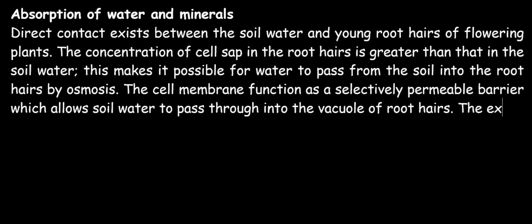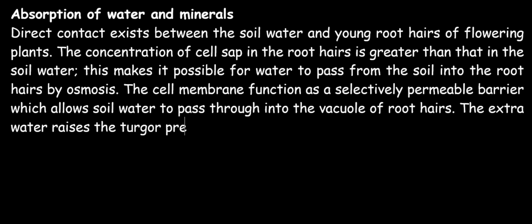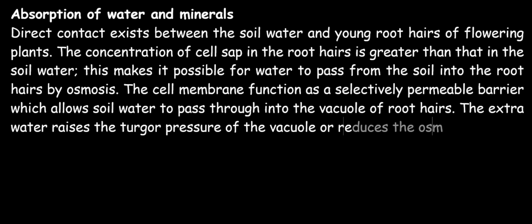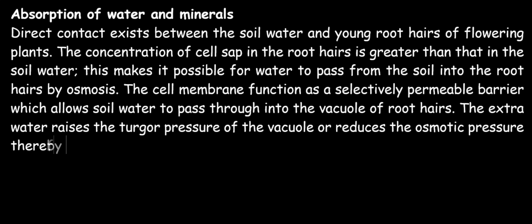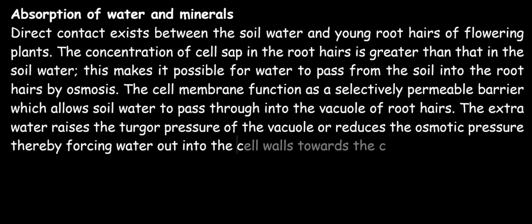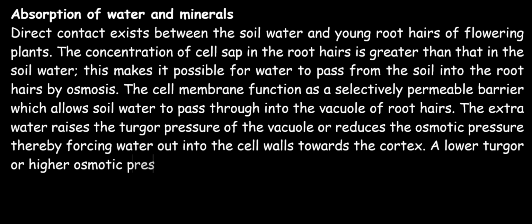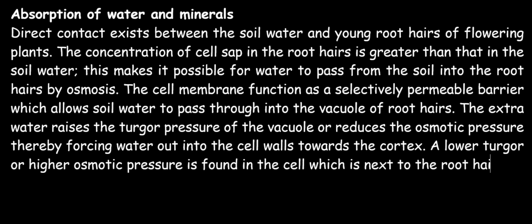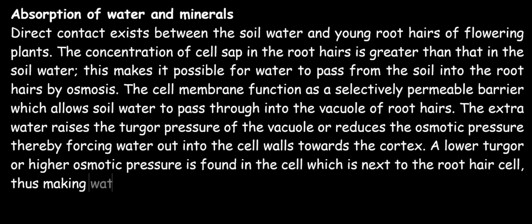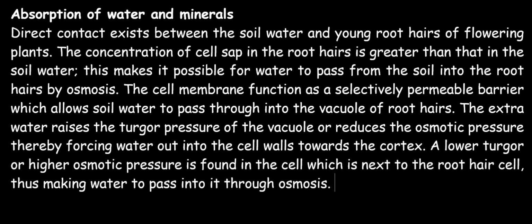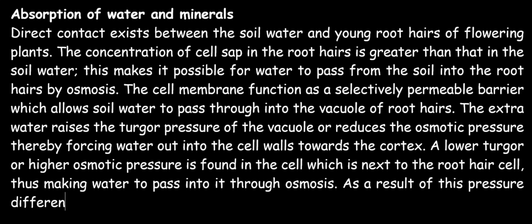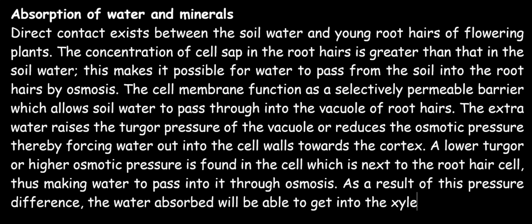The extra water raises the turgor pressure of the vacuole or reduces the osmotic pressure, thereby forcing water out into the cell walls towards the cortex. A lower turgor pressure or higher osmotic pressure is found in the cell which is next to the root hair cell, and this will make water pass into it through osmosis. As a result of this pressure difference, the water absorbed will be able to get to the xylem vessel. So that is the process of absorption of water and minerals in higher plants.